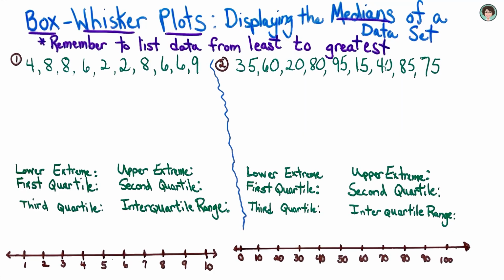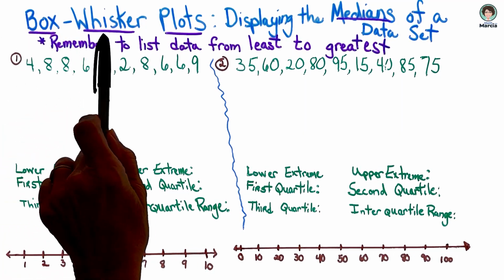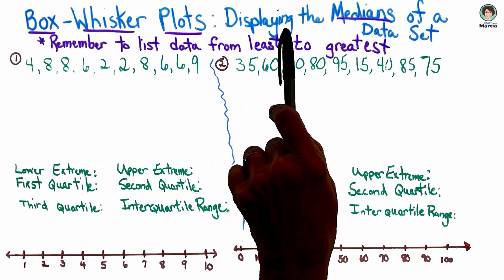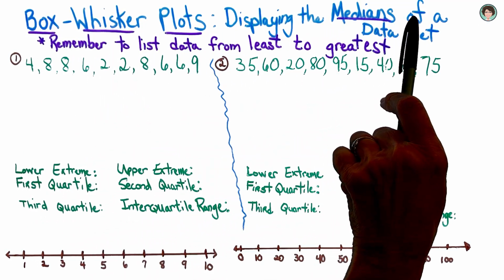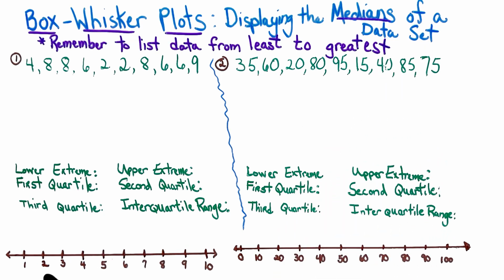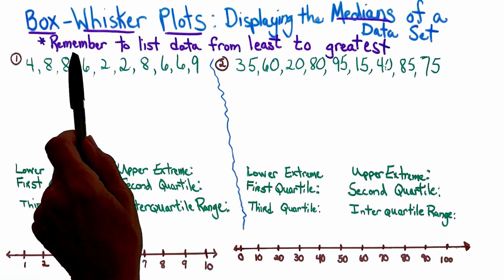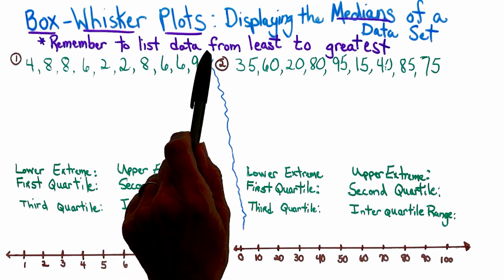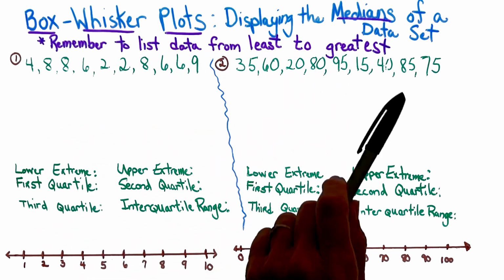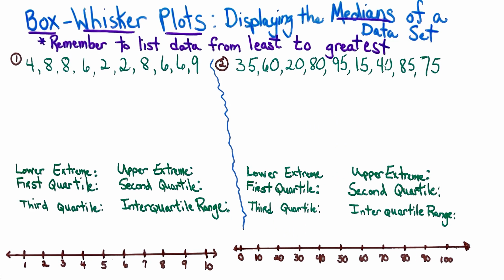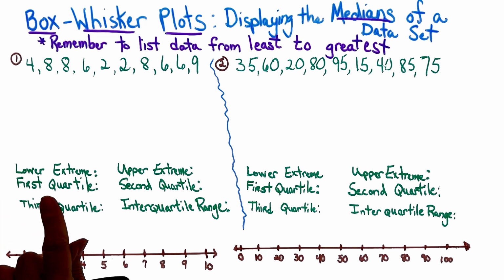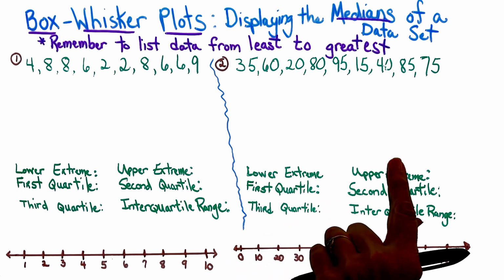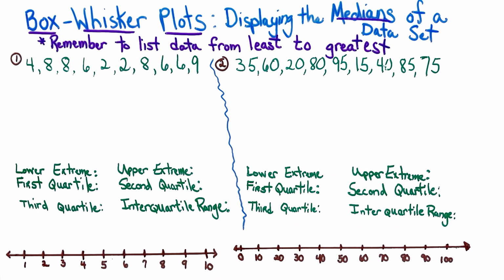For this lesson, we are going to be working with box and whisker plots, and we're going to be displaying the medians of the data set. The one thing we need to remember before we begin doing anything is we have to put our list of data from least to greatest, because when we were dealing with medians, that's exactly what we had to do. So let's start the problem, and you will see there's a lot of new vocabulary words for this problem.